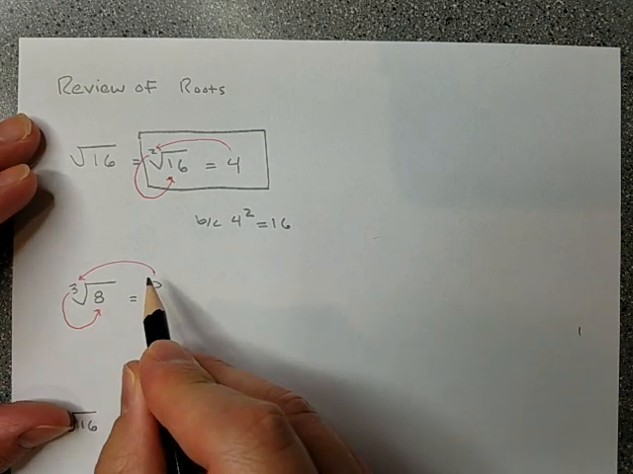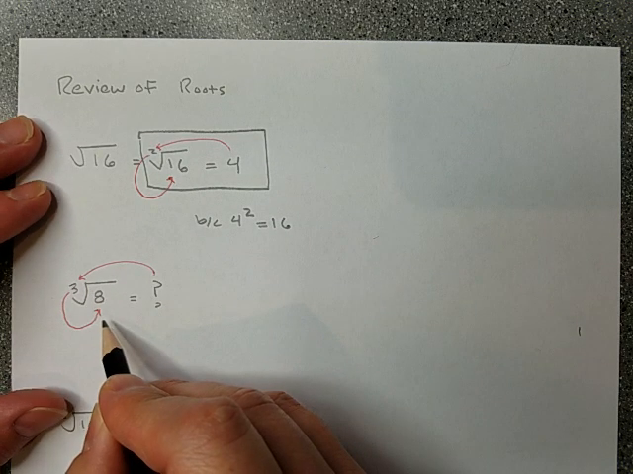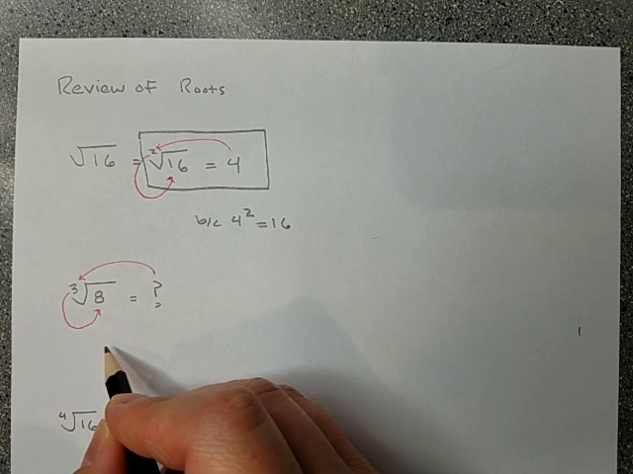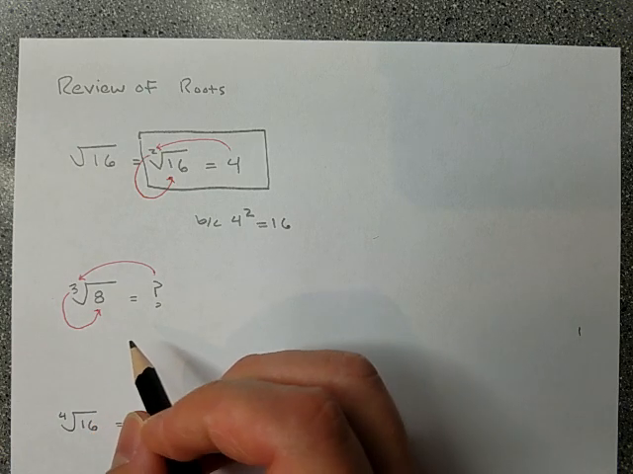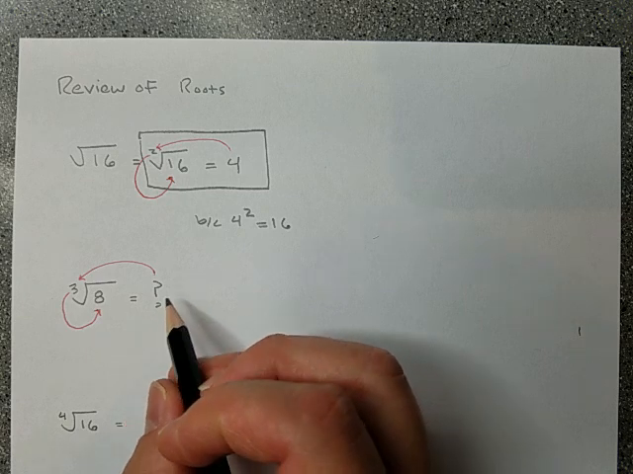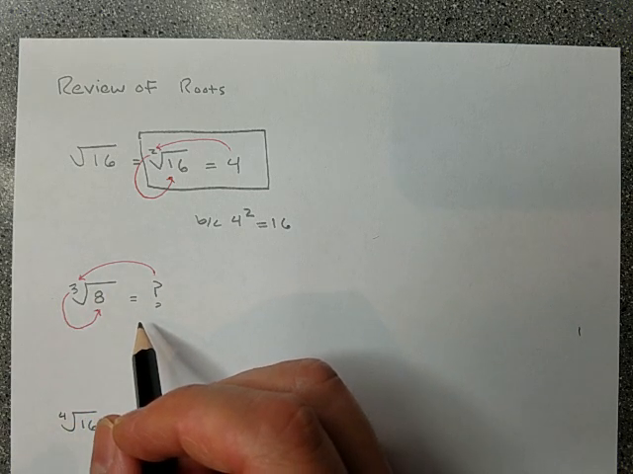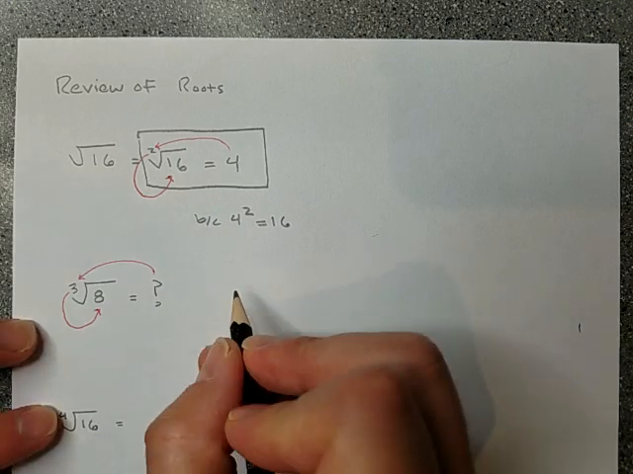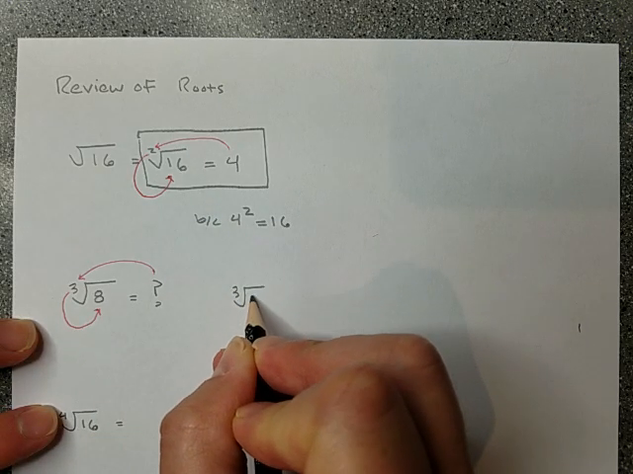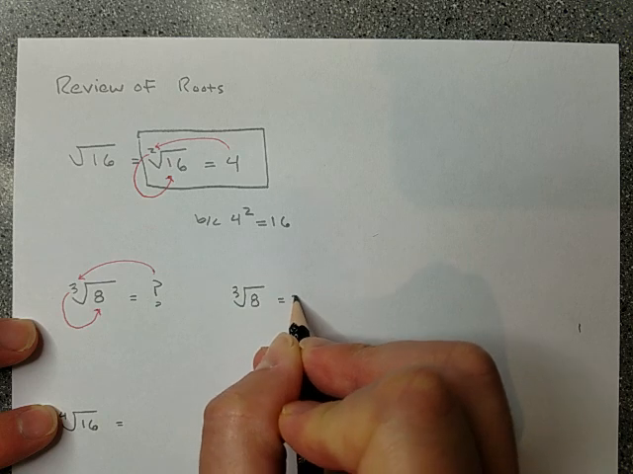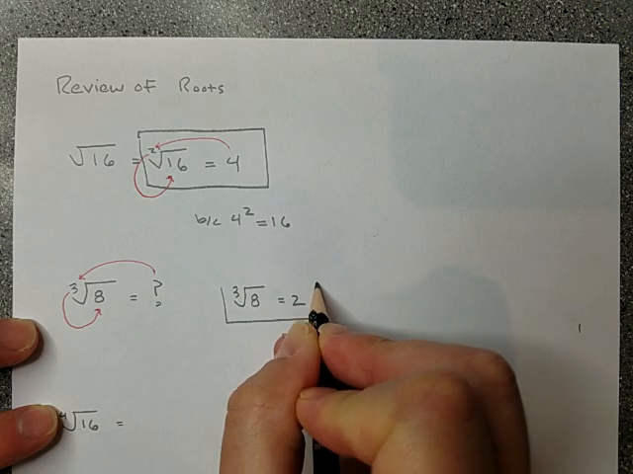Is there a number you raise to the third power and get 8? Well, is 1 to the third power 8? 1 times 1 times 1? No, that's not 8. Is 2 to the third power 8? 2 times 2 times 2. That is 8. So that's the number we want. So the third root of 8 is 2. That would be a true statement. Third root of 8 is 2.